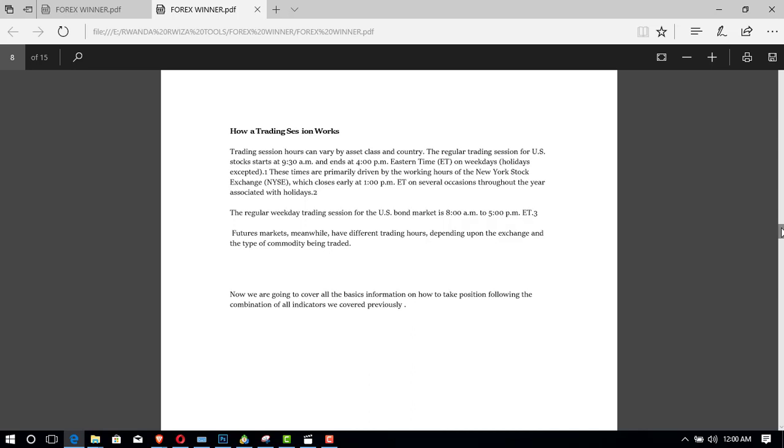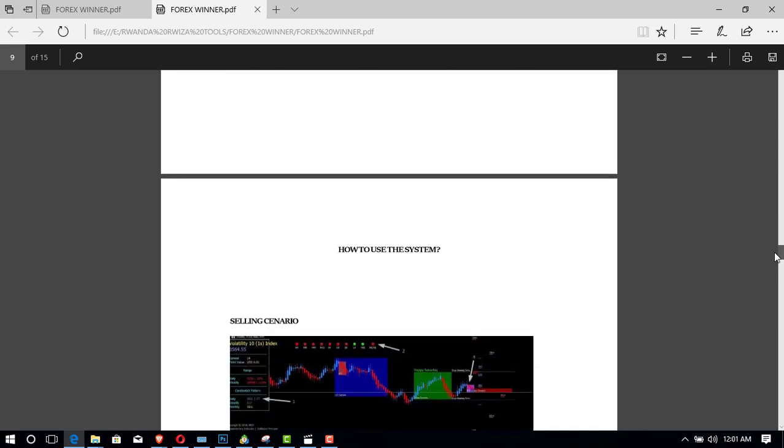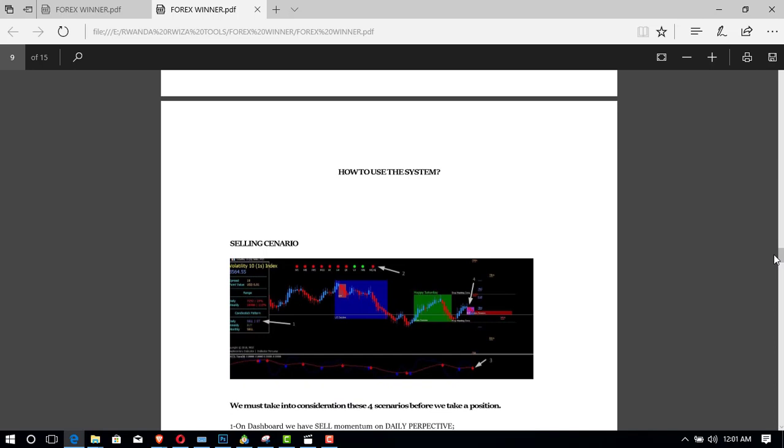Okay, as you see on that scenario, we have volatility 300S index, and we have move. We have a color. We have green color on the move. We have buy. We have a blue arrow. The market is buy. So we must take into consideration that for scenario before we take position.